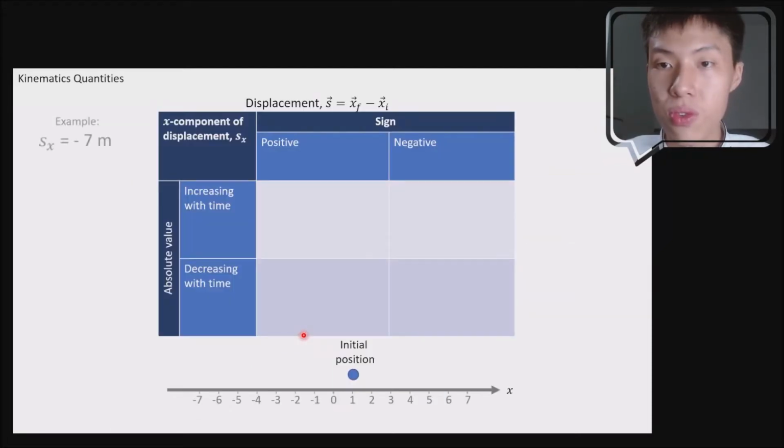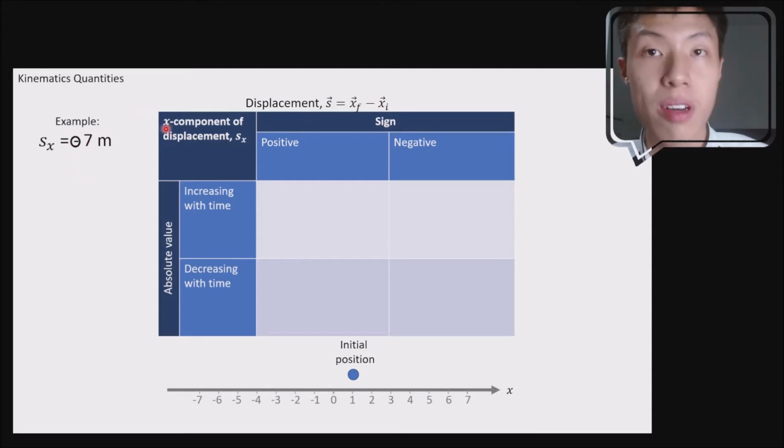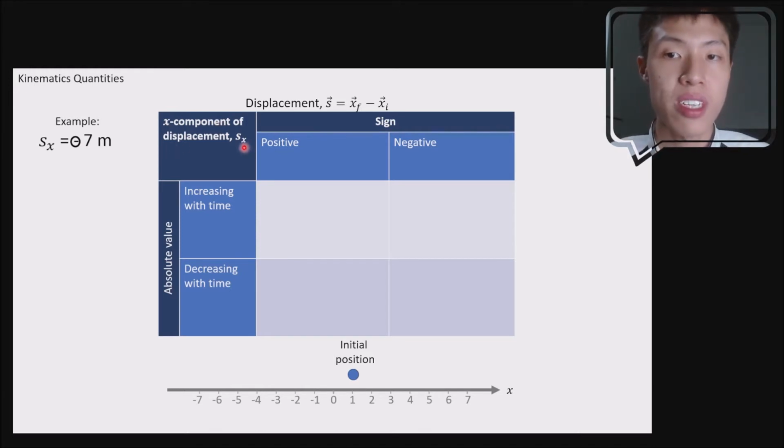Now we are going to study what's the meaning of the sign of displacement and what does the change of absolute value of displacement means. Okay, so let's focus on the sign of the displacement. The sign of the displacement can be positive or negative. We are talking about the x component of displacement here, so we are not talking about the magnitude.